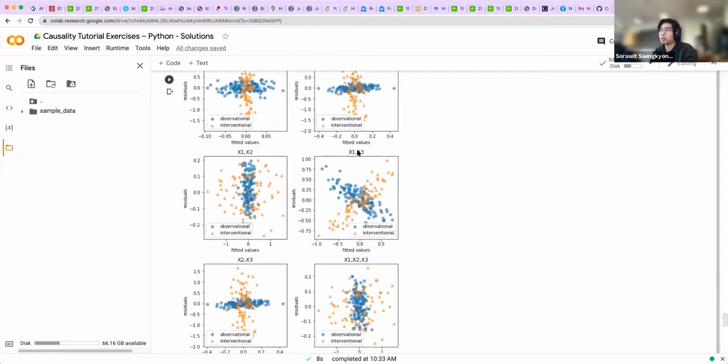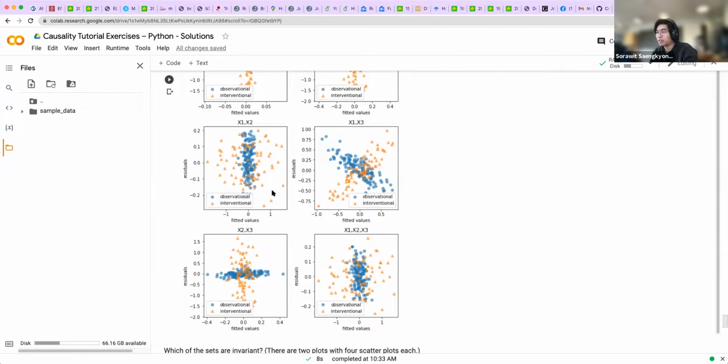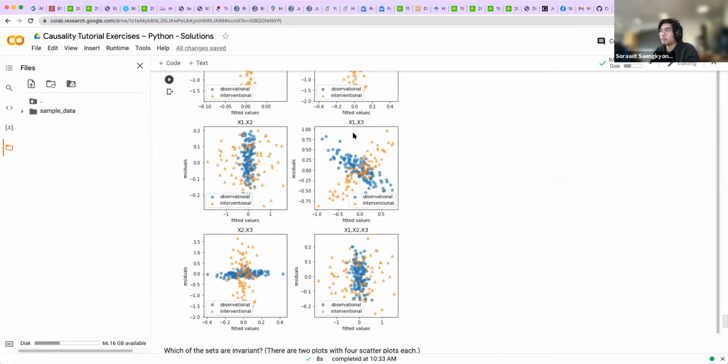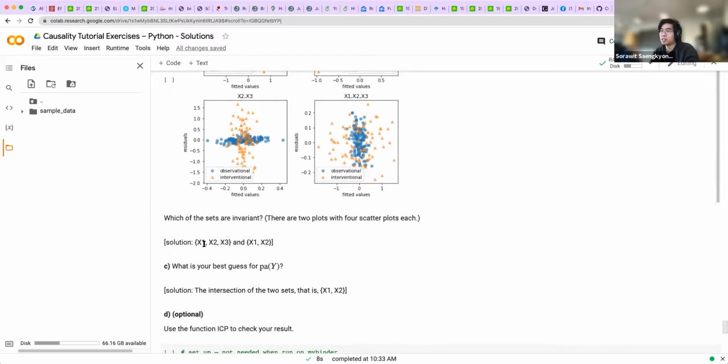But now, if we look at here, for example, x1, x2, even though we can see that the marginal distribution of x may be different, that's why the fitted values have different ranges. But if we fix, for example, some point here, we can see that the distribution of residuals is the same. So for x1 and x2, this is an invariant set. And this is also the same for x1, x2, x3. And for these two, we can also see that they are not invariant. So the answer is x1, x2, x3, and x1, x2.